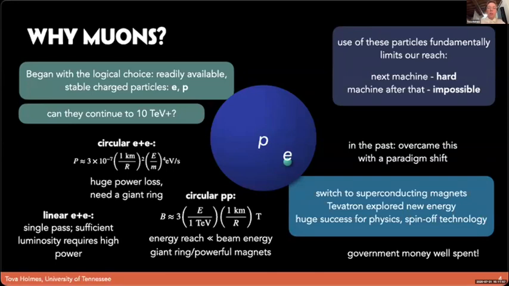And when we had this problem in the past, we overcame it with a paradigm shift. My favorite example of this is the switch to superconducting magnets when we were working on the Tevatron. And that allowed us to explore new energy. Not only was that a huge success for physics, it was also a huge success for spin-off technology. This launched a huge industry of MRI magnets with the industrial scaling of these superconducting magnets. And I think this is something that we often point to when, say, advocating on the Hill for our field, by saying that this is what it looks like to have government money well spent.